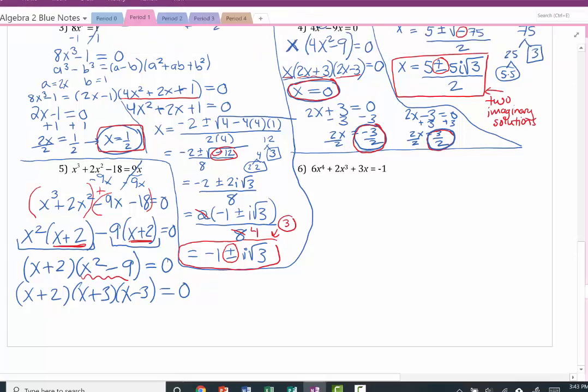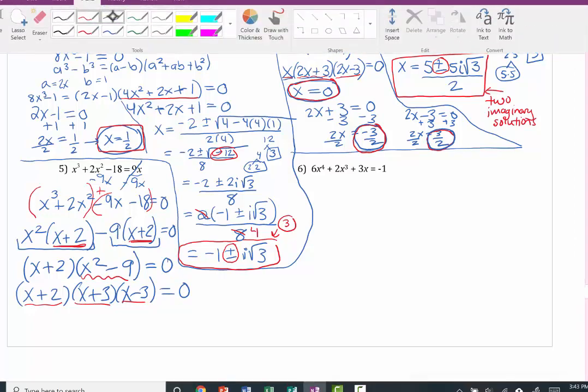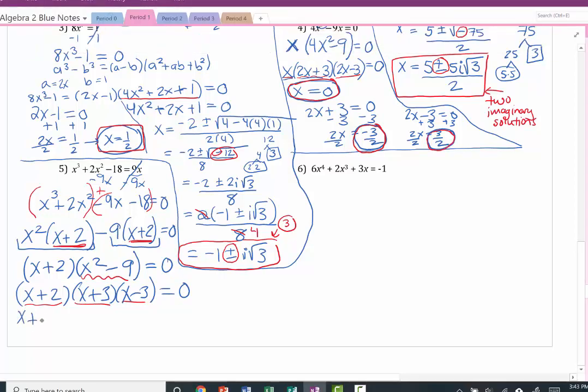So like with the last problem, number 4, I'm left with 3 linear factors. Each one will give me one solution. All I have left to do is set each one equal to 0 and solve for x. This solution is going to end up being negative 2.